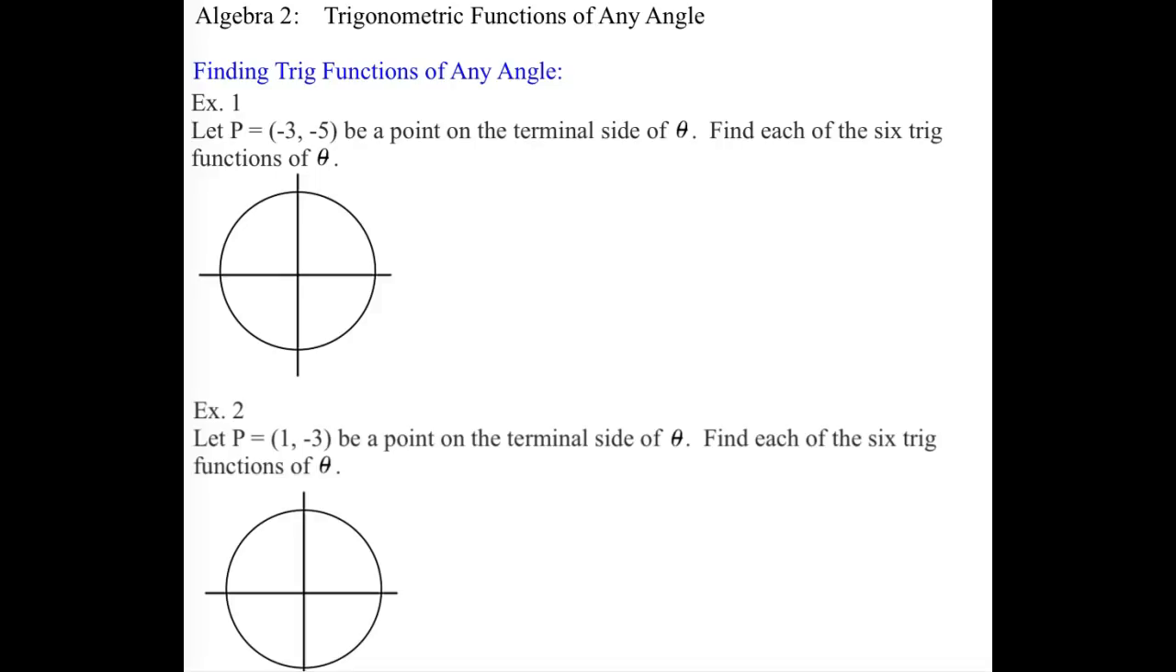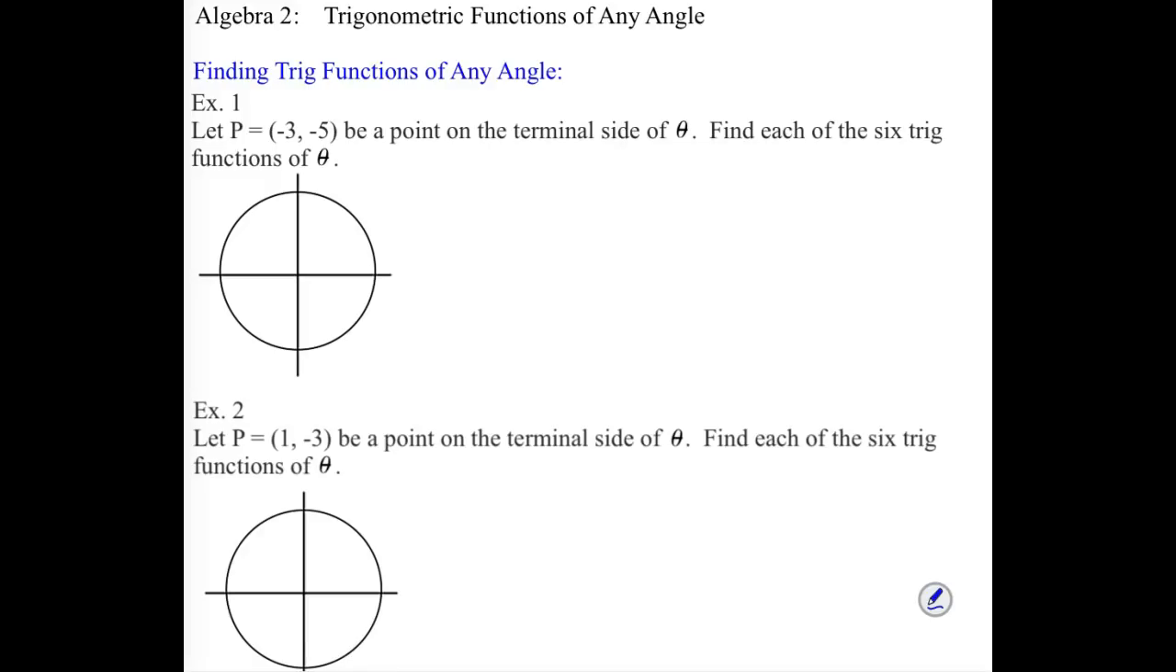So far with our trig work, we have been looking at finding the different trig functions for angles in quadrant 1. Today we are going to shift that and look at angles in other quadrants as well. Our first example says let P equal -3, -5. So we're looking at the point -3, -5. It is a point on the terminal side of theta. And it says find each of the 6 trig functions of theta.